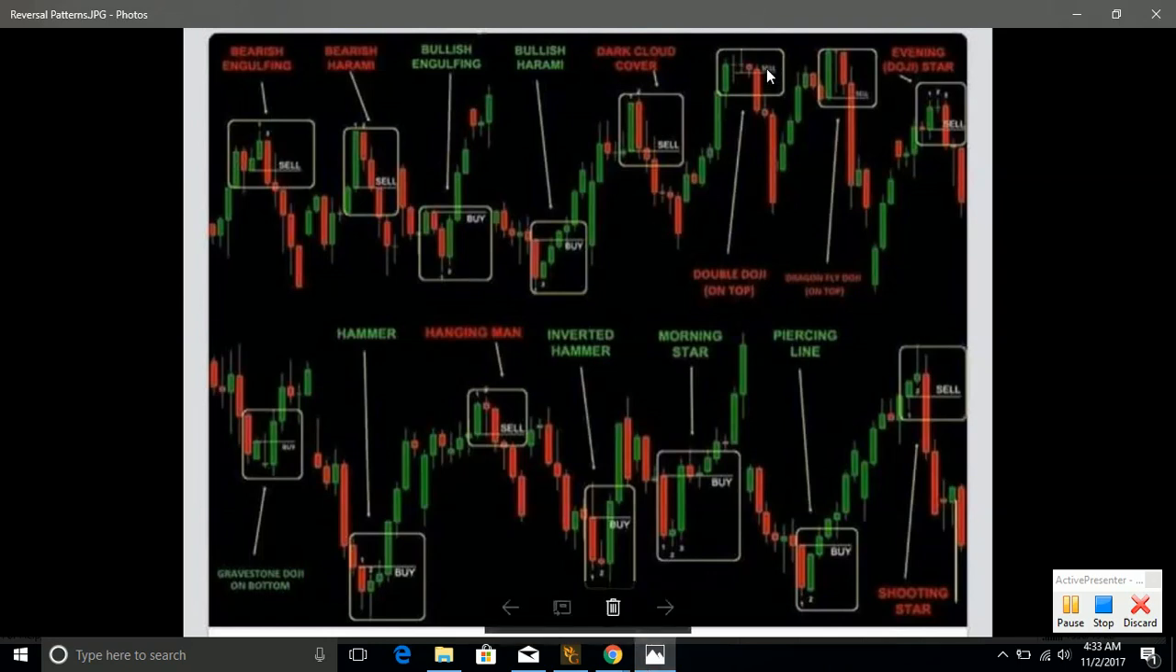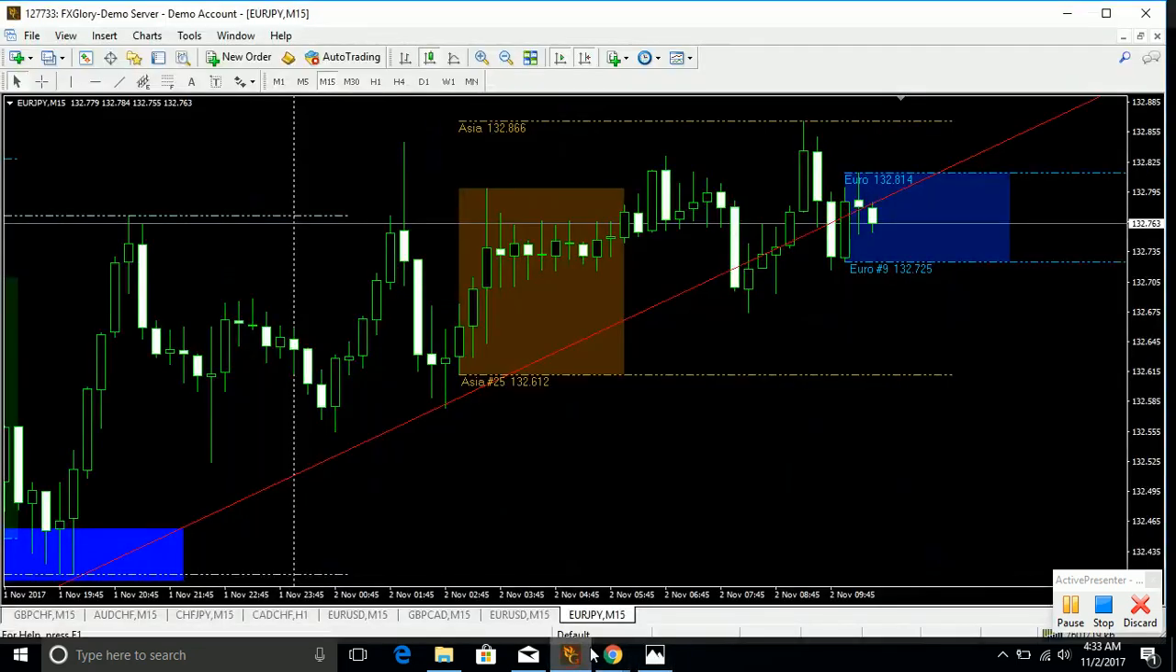Could be a double doji. Could be an evening star. Could be a shooting star. But we cannot confirm any of those patterns yet.